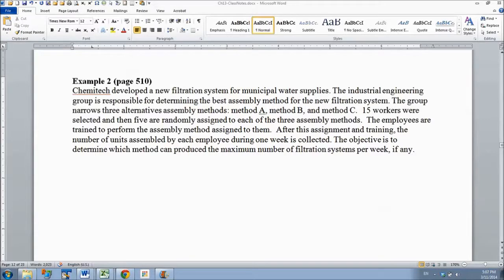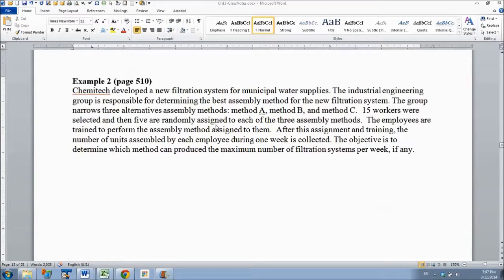In this video, we're going to look at one more example of single factor analysis of variance hypothesis testing. In this example, we have a company that has developed a new filtration system for municipal water supplies. And they want to develop the best possible assembly method to produce these new filtration systems.